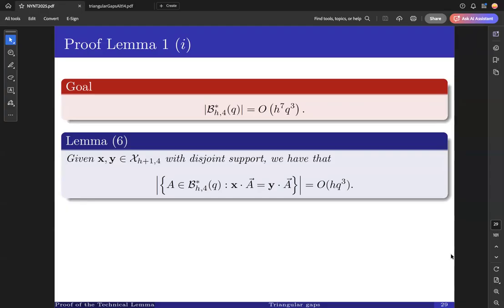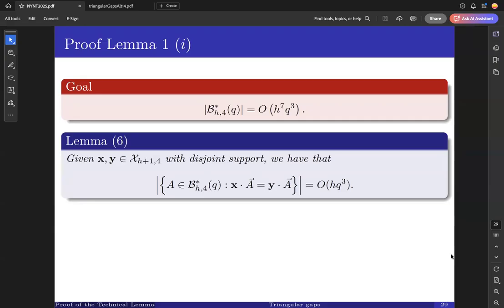This says if I have two vectors with disjoint support, which is the case that I'm working in, because I'm looking at B of H star, then I can have at most Q cubed points on any of these hyperplanes. And it should make sense because a hyperplane in 4 dimensions is going to have about Q cubed points on it.